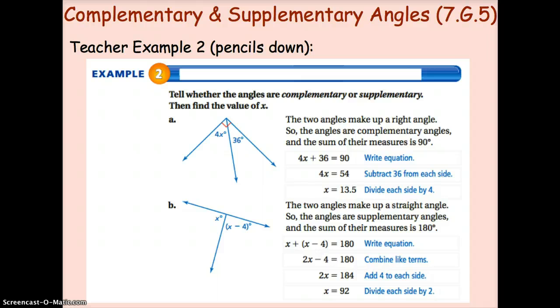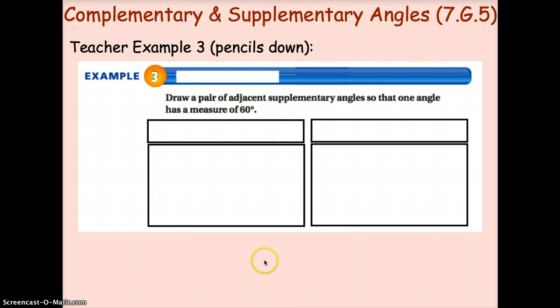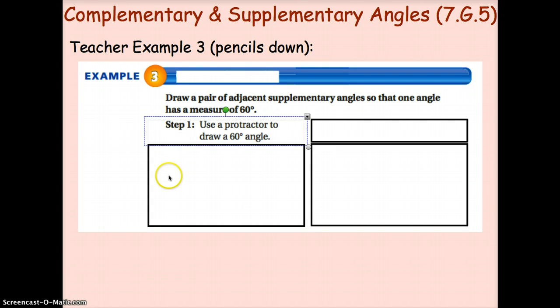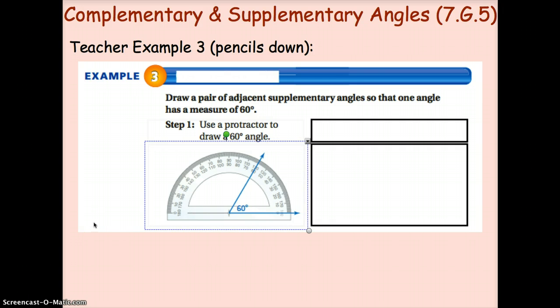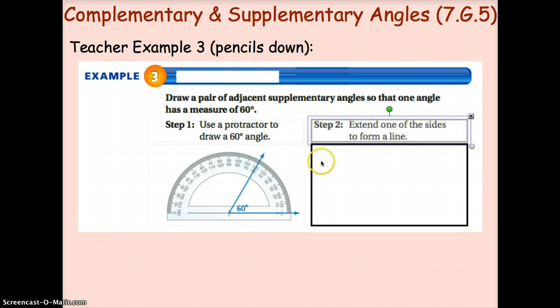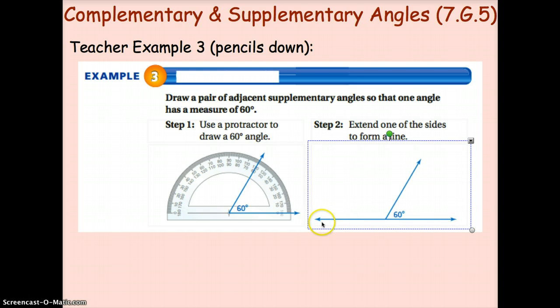Okay, let's go ahead and go on to teacher example 3. Draw a pair of adjacent supplementary angles so that one angle has a measure of 60 degrees. So, step 1, we need to use a protractor to draw a 60-degree angle, which we can do right there. Step 2, we need to extend one of the sides to form a line. It doesn't matter which one we do. We can either use our straight edge to extend this line here or this line here. We only need to extend one of them. So in this case, we extend this bottom line, and we have two angles. We know they're supplementary because they form a straight angle. One is 60, and hopefully you realize that the other then must be 120.